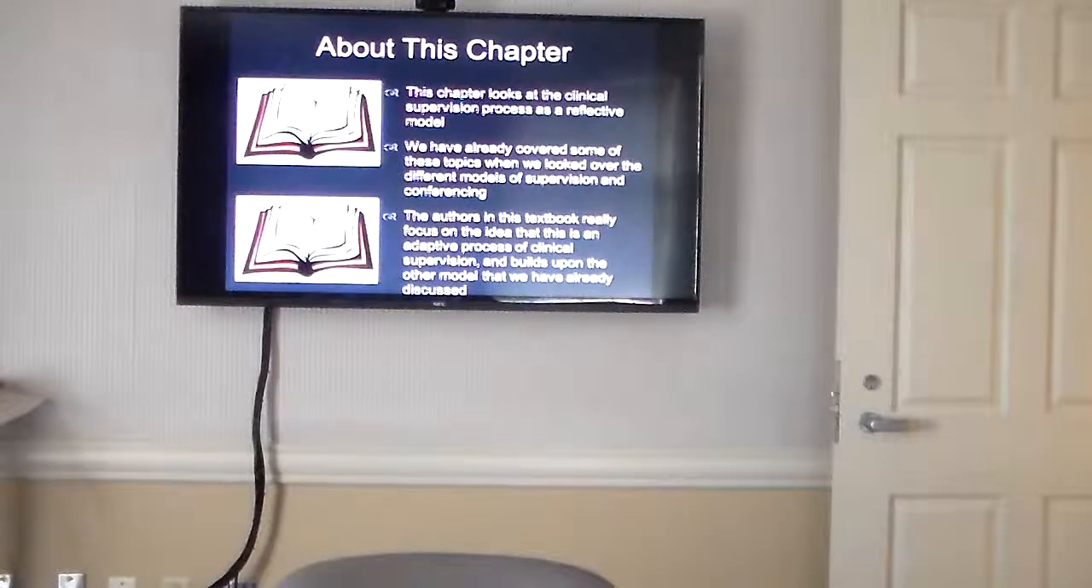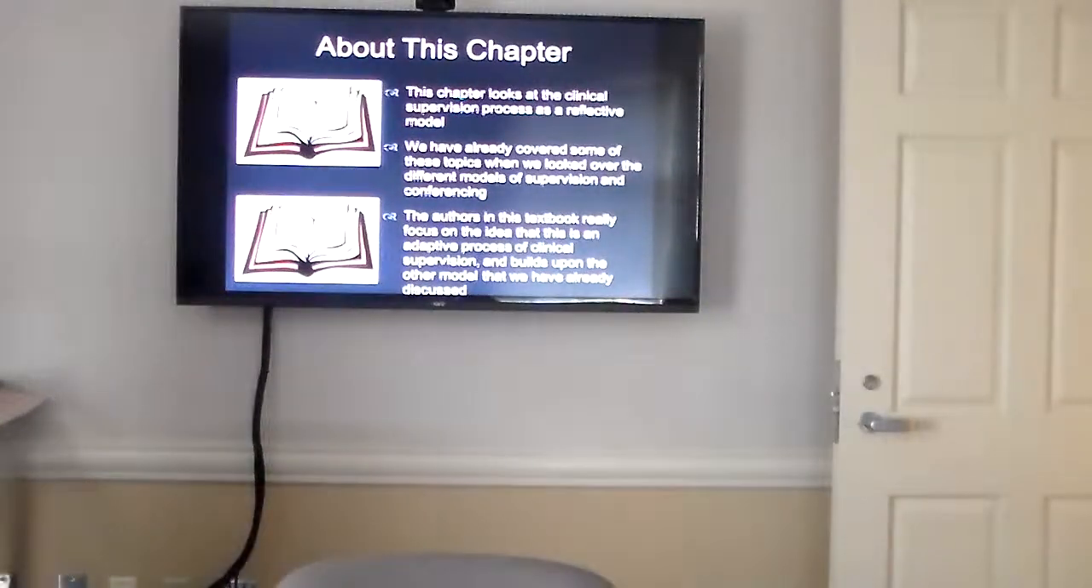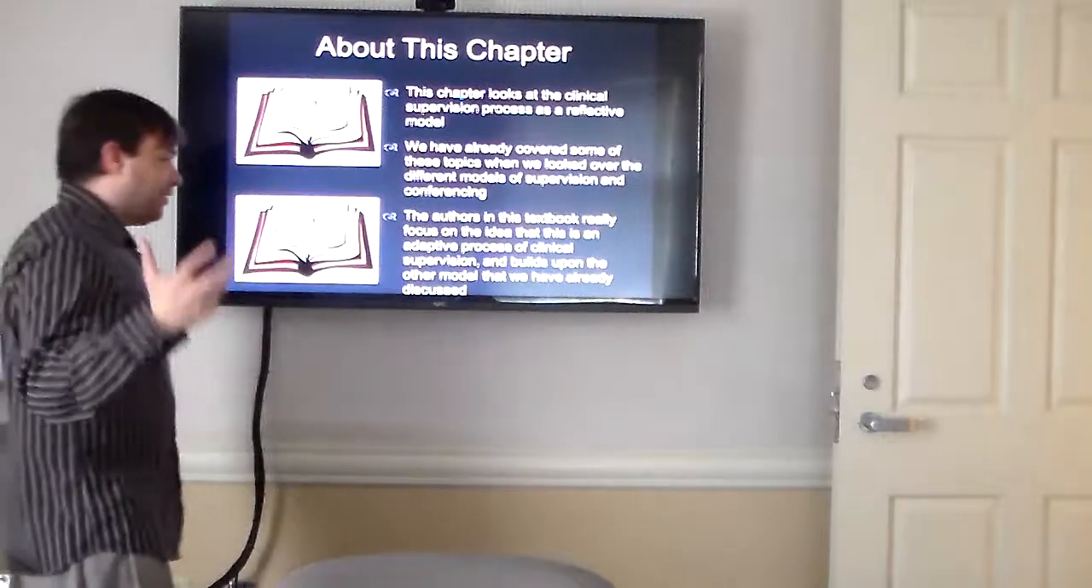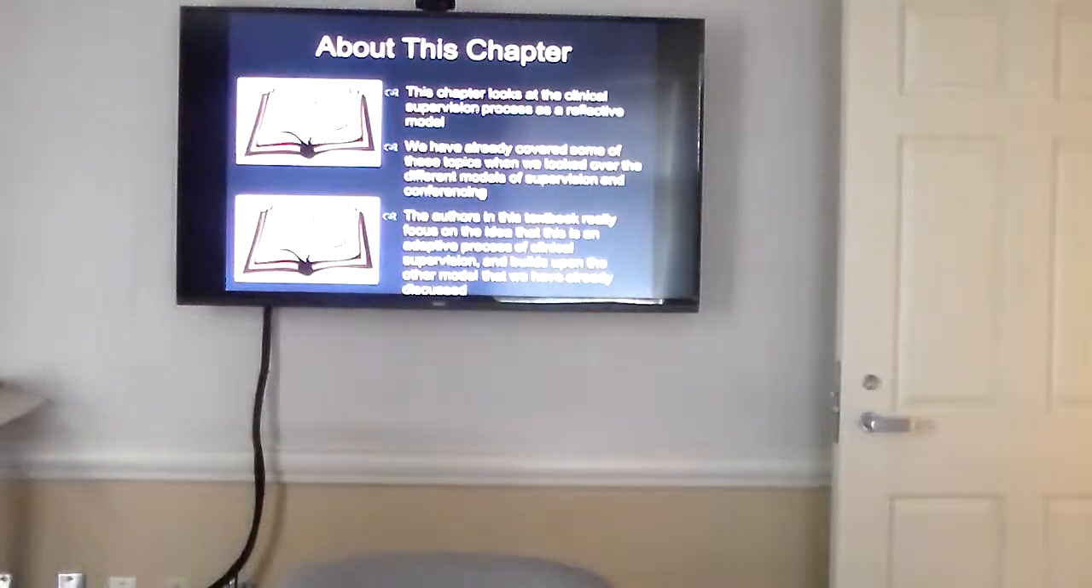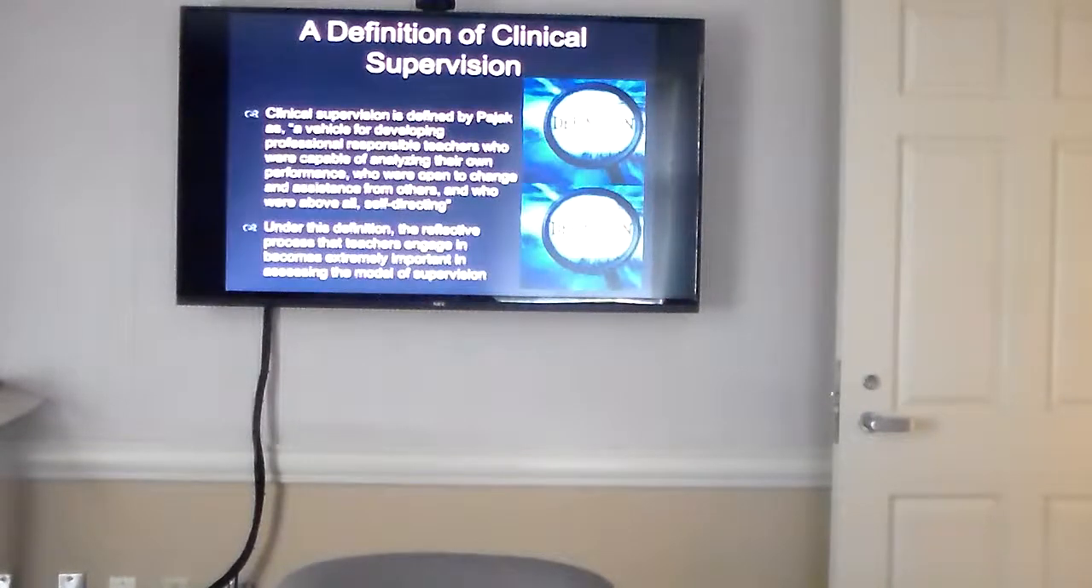The idea that I think makes the Sullivan text different from the Glickman text, even though I love the Glickman text, is that the Sullivan text really engages this idea that with clinical supervision, you adapt to it, and it really ties into the adaptive leadership concept that we've been talking about in leadership theory. I think that's important, but it builds on the other model that we've already discussed, so you should at least see some continuity and parallelism between the models.